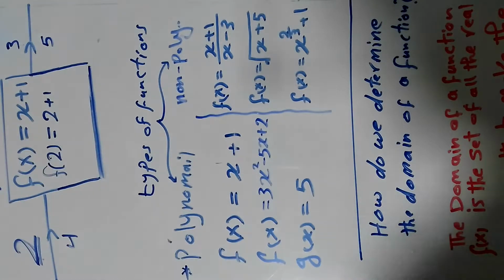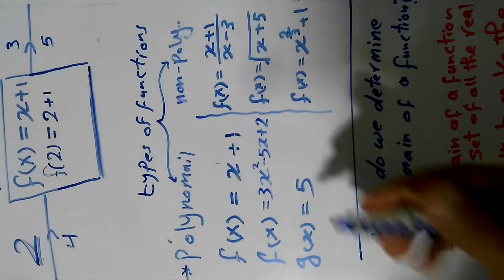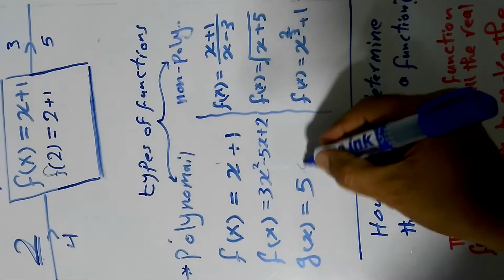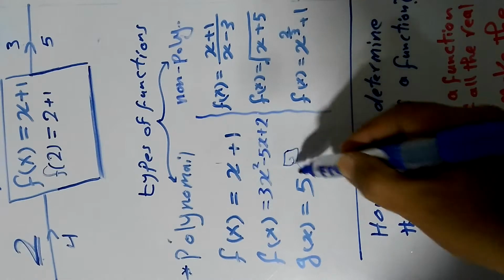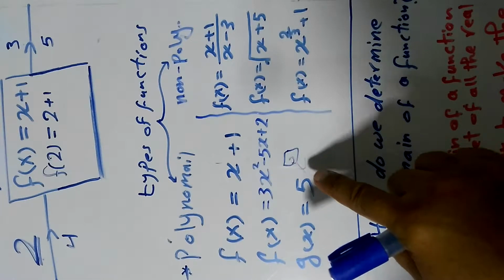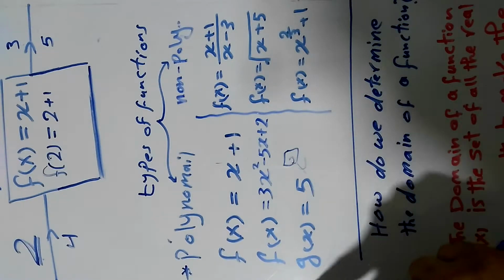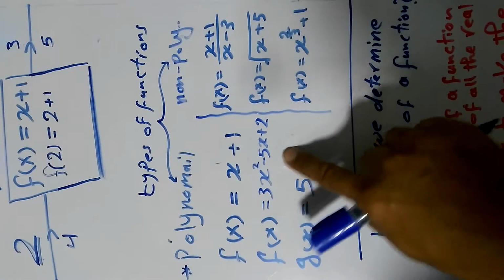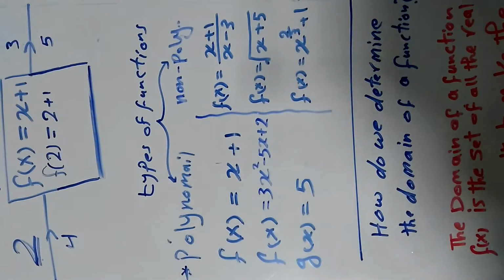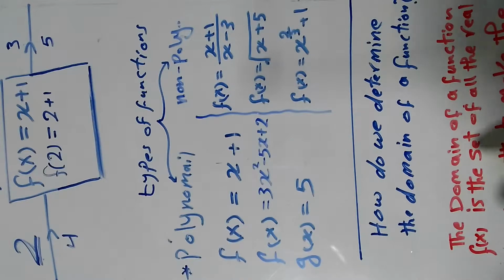g of x equals 5 is also a polynomial function, because you can say it's 5x to the power 0, and 0, the power of x, is still a natural number. So these are natural powers, and these are polynomial functions.